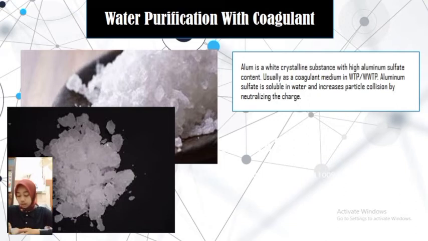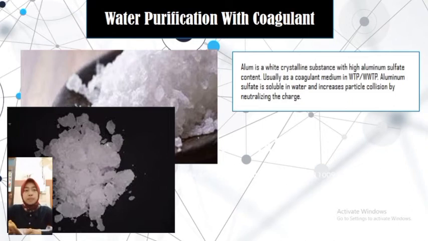In water purification, alum is used to remove the content that causes color and turbidity in water, such as organic, inorganic, BOD, and COD chemicals. Alum is one of the materials that can be used in a purification process. How is the process done?